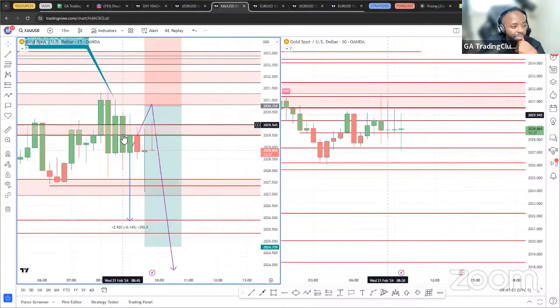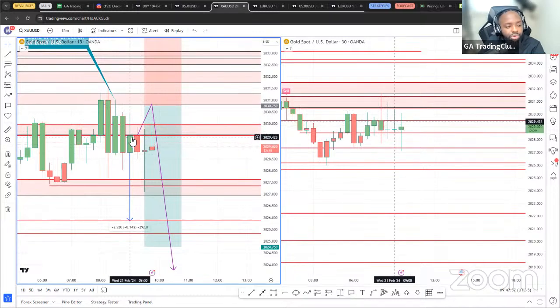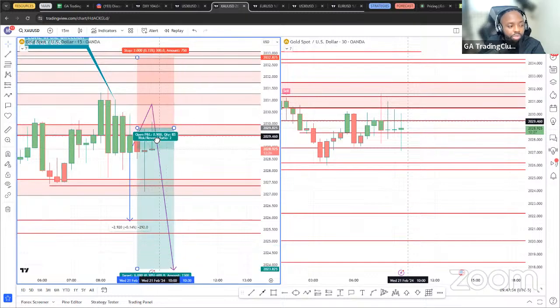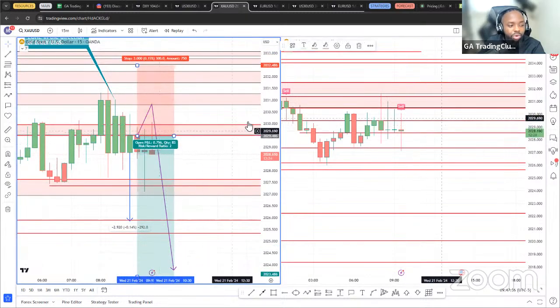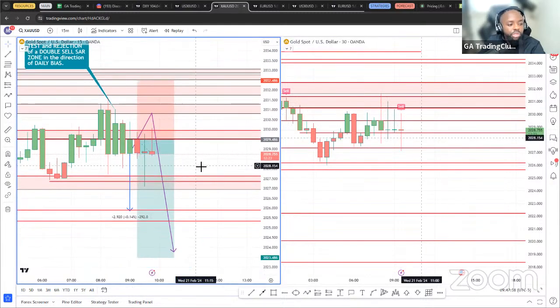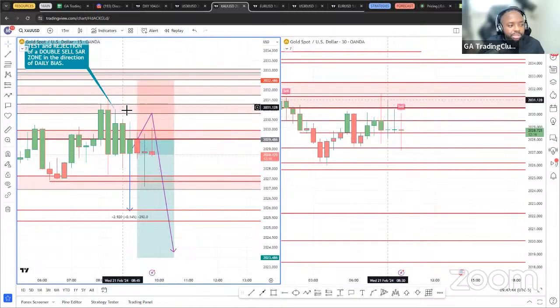Also, we do have a break and continuation setup that's running on gold. We have this double SAR region right here. You have a candle that broke and closed below. You have a candle that retested and closed below. So this is a trade that's currently running on gold. However, I mentioned to you guys, if you have multiple setups, go for the most optimal setup. So we have a test and rejection up here, and we have a break and continuation here.